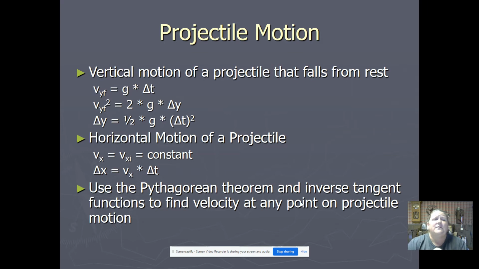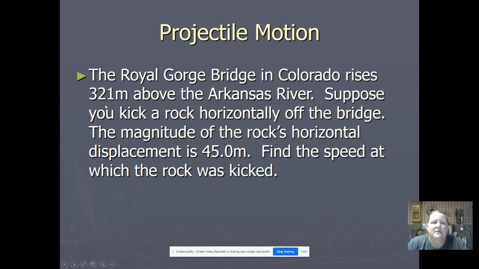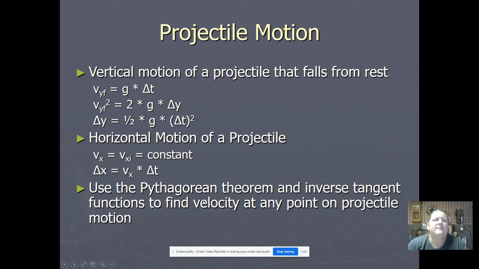Now, vertical motion of a projectile that falls from rest. This is the case when you're on the cliff and you just drop the pebble, you drop the rock. Your y motion, your velocity, is going to be g, which is still 9.81 meters per second squared, times how long it took.